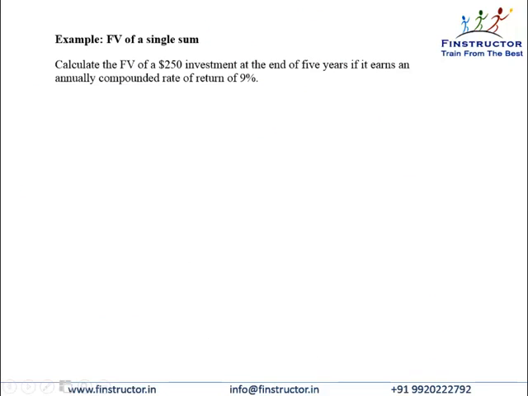So calculate the future value of a $250 investment at the end of 5 years if it earns an annually compounded rate of return of 9%. So remember, with any question on time value of money or any question involving FV and PV, the first thing to do is to draw a timeline that depicts your cash flows.